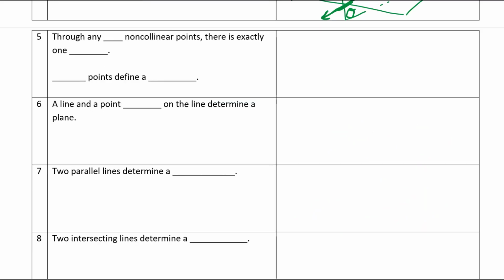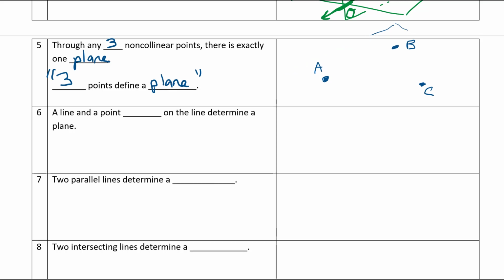Next, through any 3 non-collinear points, there is exactly one plane. Or 3 points define a plane. Again, that's one of those phrases you hear quite a bit in geometry. 2 points define a line, 3 points define a plane. So if you have 3 points, any 3 points, you can draw a plane with them in it.